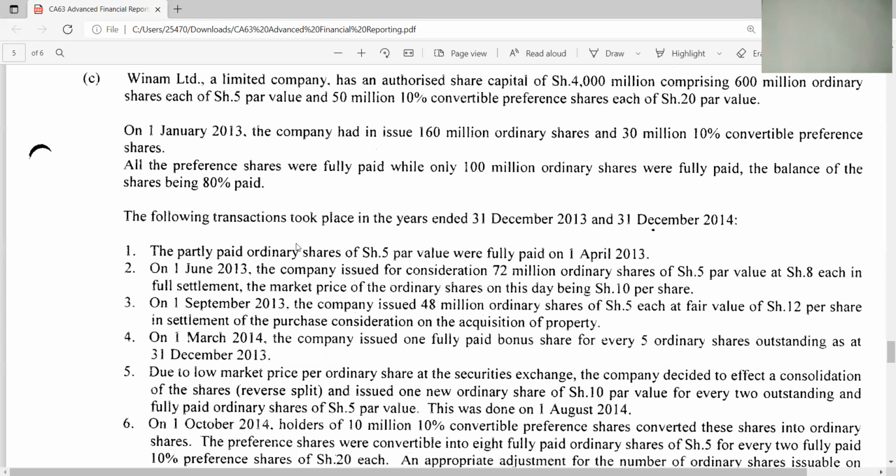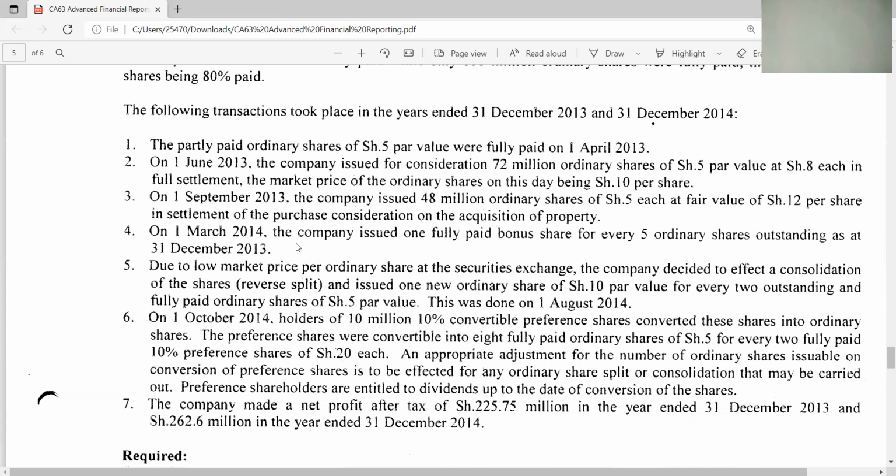The following transactions took place in the years ended 31st December 2013 and 31st December 2014. Note one, they are saying the partly paid ordinary shares of shillings 5 par value were fully paid on 1st April 2013. Number 2, on 1st June 2013, the company issued for consideration 72 million ordinary shares of shillings 5 par value at shillings 8 each in full settlement. The market price of the ordinary shares on this day being shillings 10.